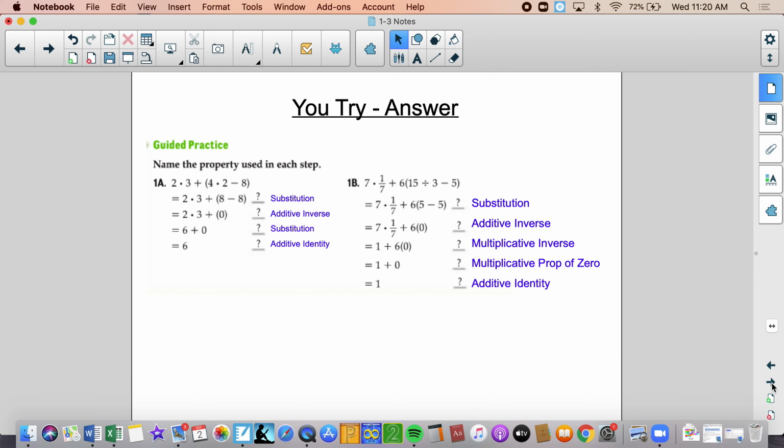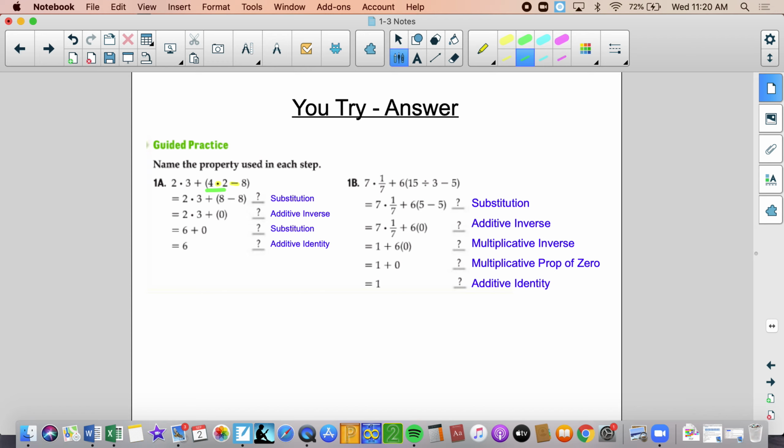All right, so in the first one, what's the first step that we're going to do? Well, let's look at orders of operations. Do we have grouping symbols? Yes. Inside those grouping symbols, what are our operations? We have multiplication and subtraction. What are we going to do first? Well, we're going to do multiplication. So 4 times 2. 4 times 2 equals 8.